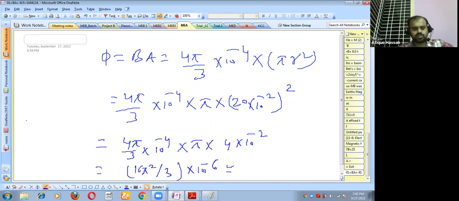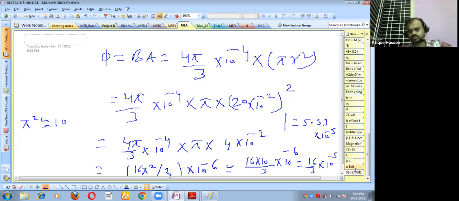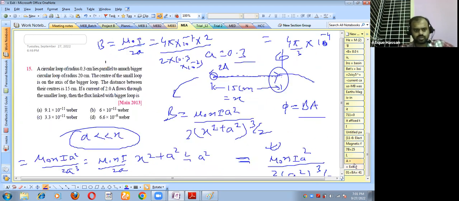And pi square, you always remember, is almost equal to 10. You can put that value: 16 into 10 by 3 into 10 to the power minus 6. So we'll get approximately 16 by 3 into 10 to the power minus 5. So 5 point something, 5.33 into 10 to the power minus 5. So 5.3 into 10 to the power minus 5.